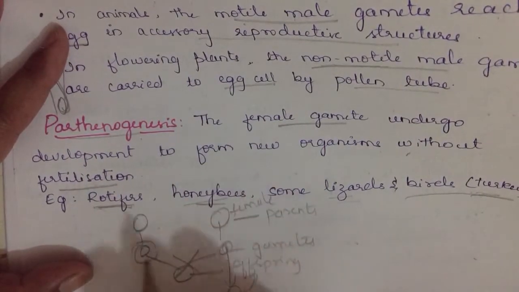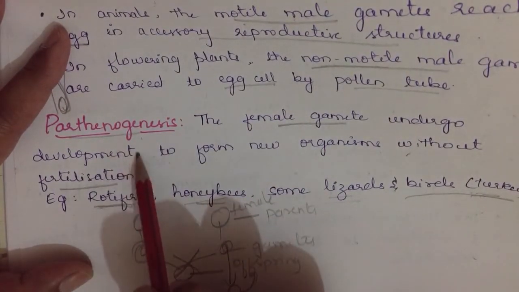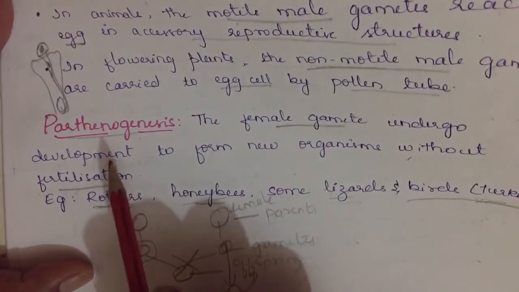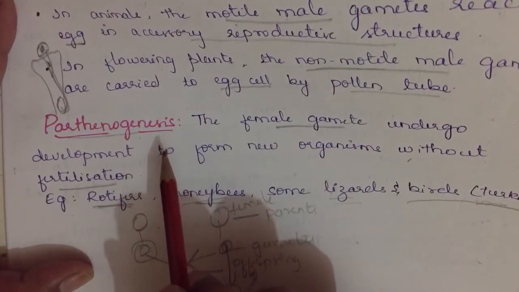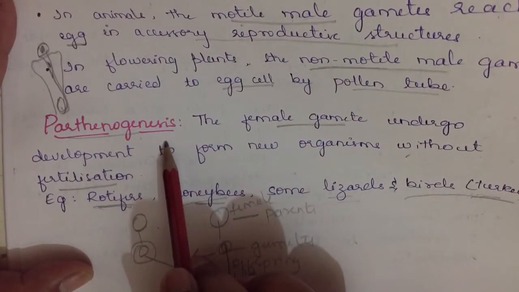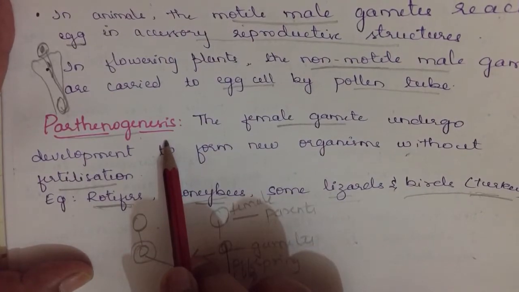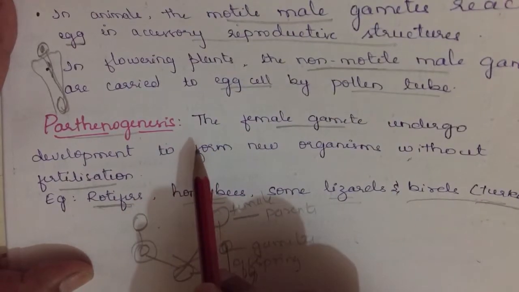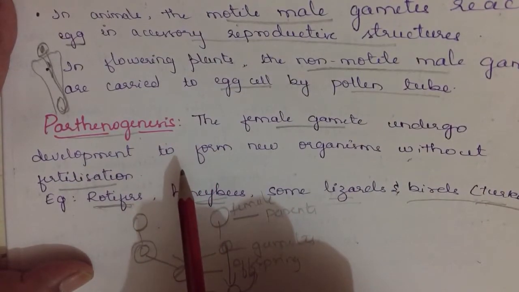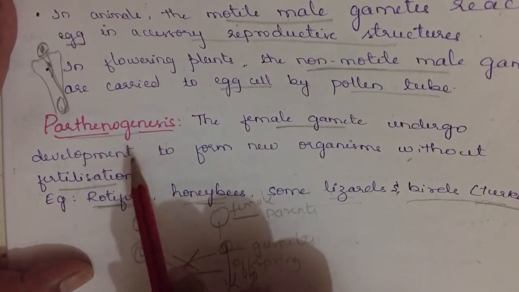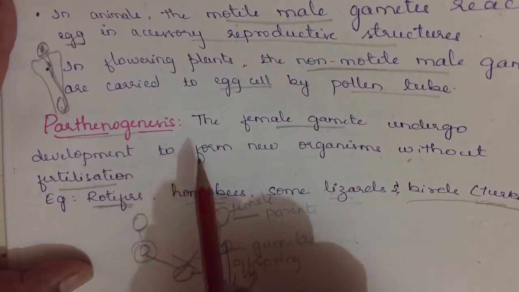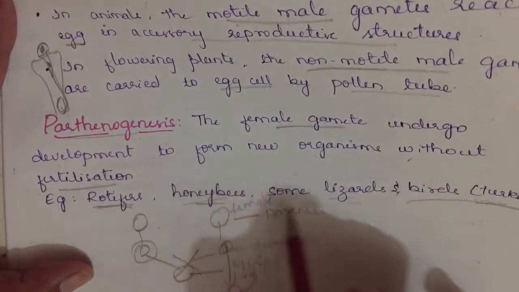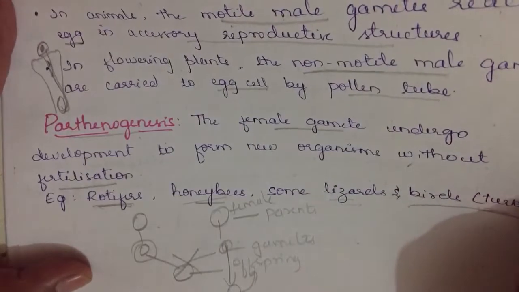These are some examples. A very important question: what is parthenogenesis? Give example. You might get confused with one more term, parthenocarpic fruit. Hope you remember parthenocarpic fruit from the first year. What is that? A parthenocarpic fruit is a fruit which has been formed without fertilization, and those fruits do not have seeds. That is about fruit. Here parthenogenesis is about animals. The female gamete undergoes development to form a new organism without fertilization. Examples are these. This is about today's class.